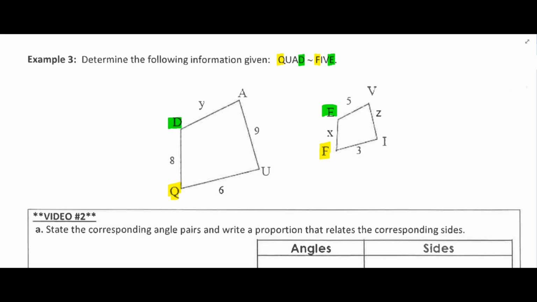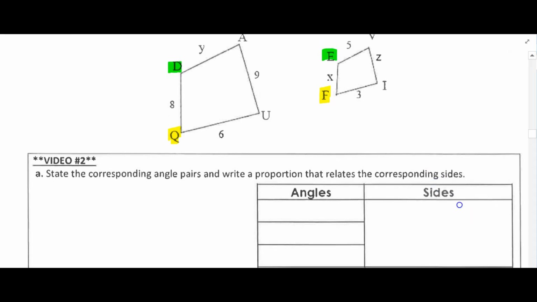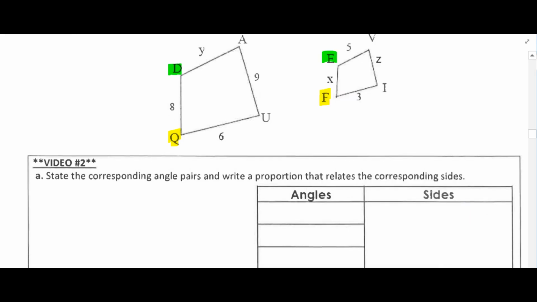Alright, so for the first part here, we want to state the corresponding angle pairs and write a proportion that relates the corresponding sides. So that's our statement of proportionality. That's what we're going to do here. Write a proportion, statement of proportionality.